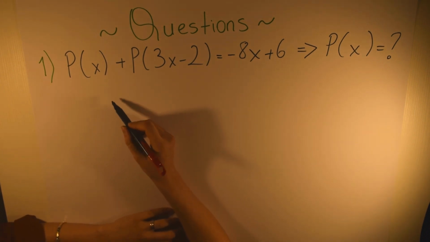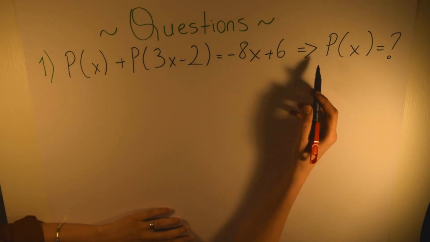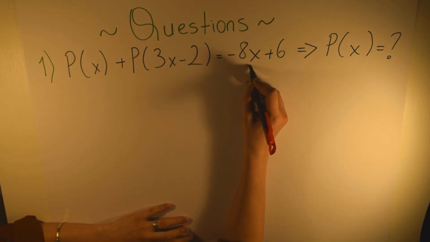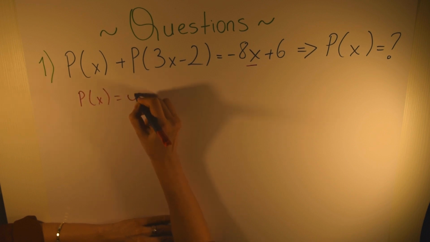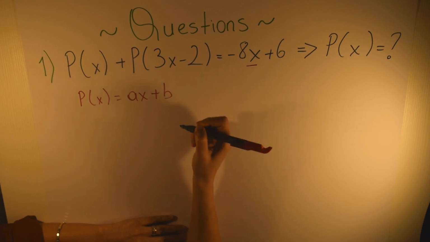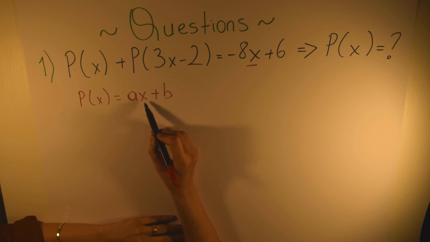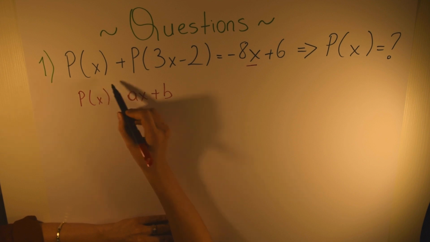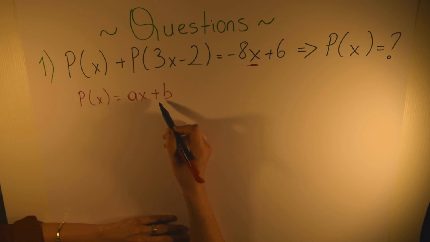Here we have P(x) plus P(3x minus 2) is equal to minus 8x plus 6. P(x) is asked. To get this result, our P(x) polynomial has to be something like ax plus b. Why? Because when you put 3x minus 2 instead of x, you will also get something starting with x, and when you sum these up, you will get something starting with x. So P(x) is equal to ax plus b.